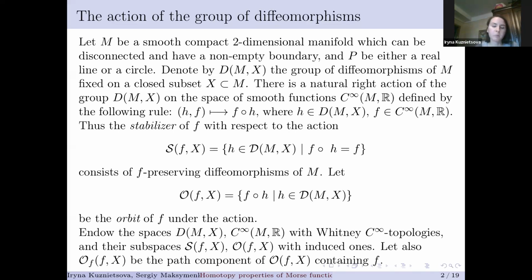We endow the spaces D(M, X) and C^∞ with Whitney C^∞ topologies, their subspaces, stabilizer and orbit, with the induced ones, and also introduce O_f as the path component of the orbit containing f.